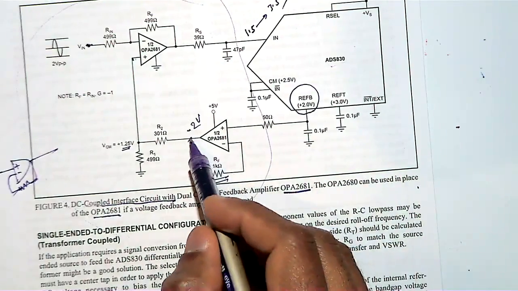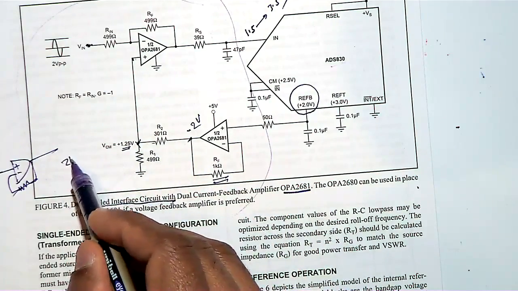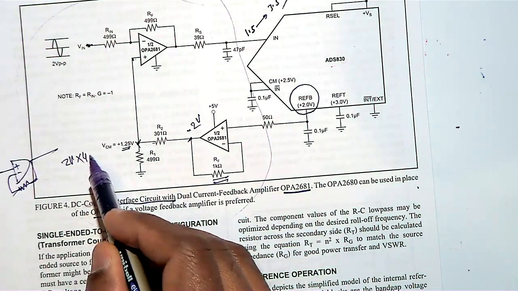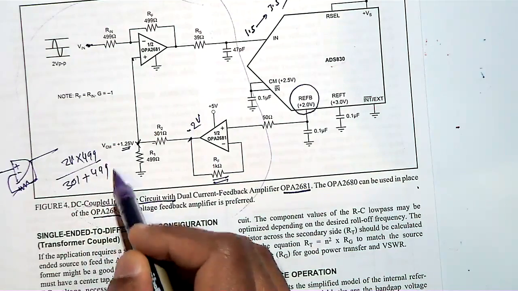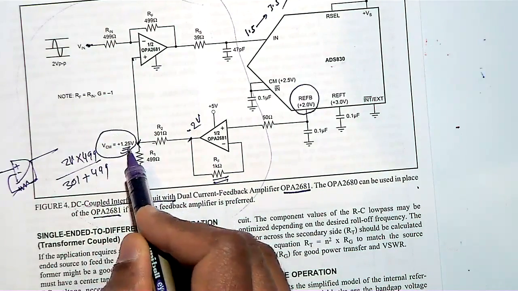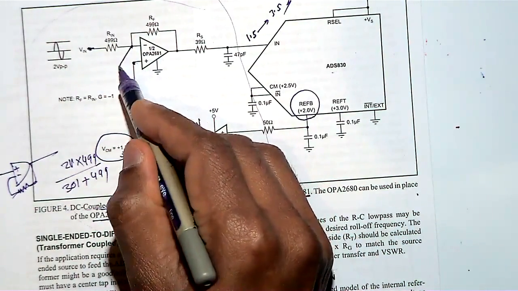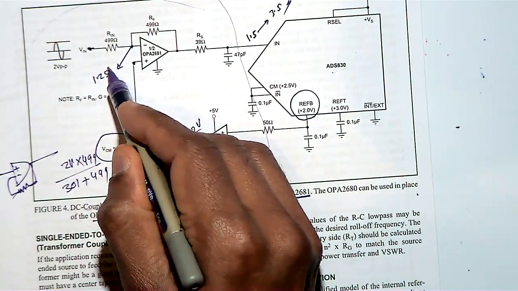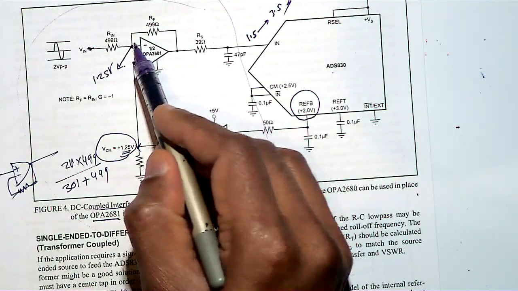Then if this is 2 volt, what is the voltage here? You can use a resistor divider. So here it is 2 volt into 499 divided by 301 plus 499. Then you will get around 1.25 volt. So when you get 1.25 volt here, what is the voltage here? Yeah, 1.25 volt, and then whatever the AC signal is coming, that is riding on the 1.25.